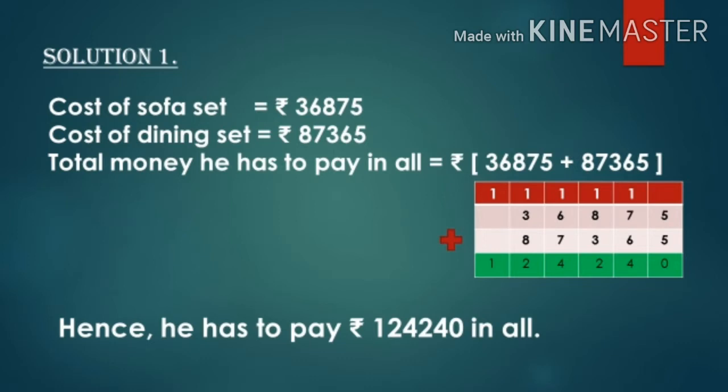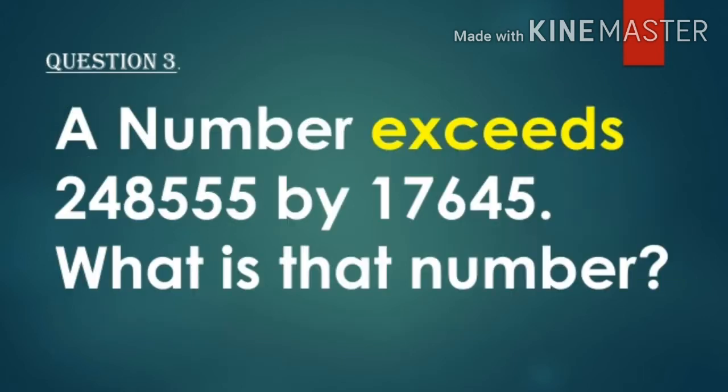By adding, we have got the answer 1,24,240 rupees. So we will write the last statement, that is, Rajiv has to pay 1,24,240 rupees in all. Now let's see question number 3.